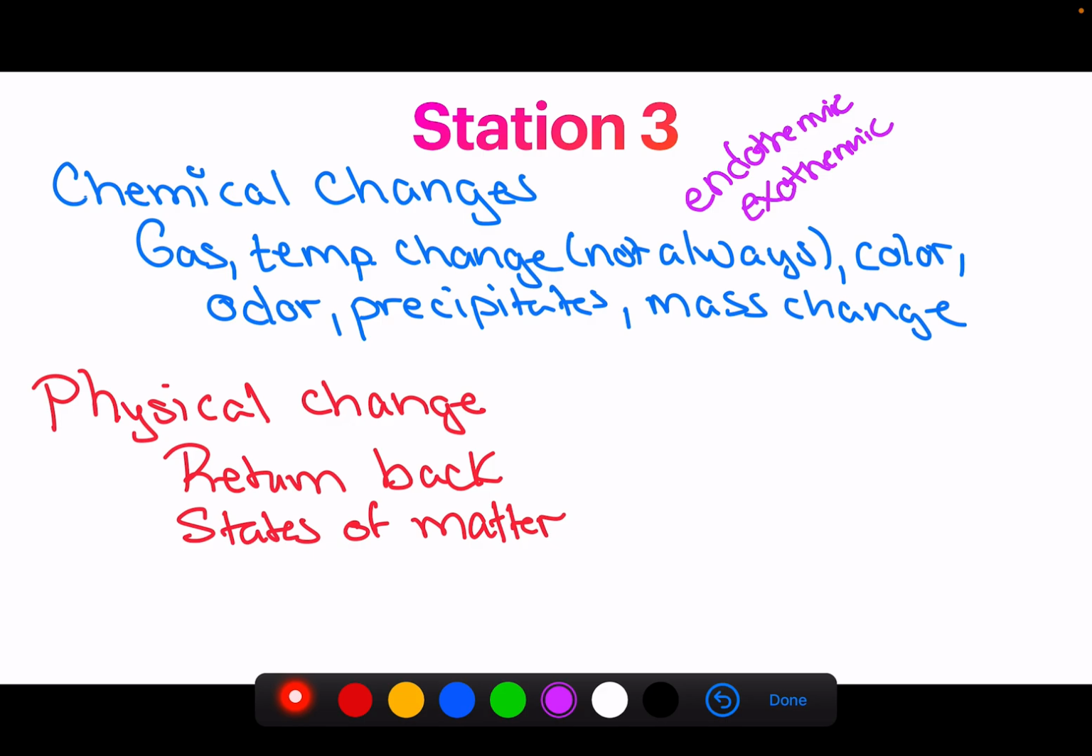Physical change, I'm able to get it back to where it was. So if I have anything that deals with the states of matter, so evaporation, vaporization, condensation, that kind of language indicates that I have a physical change.